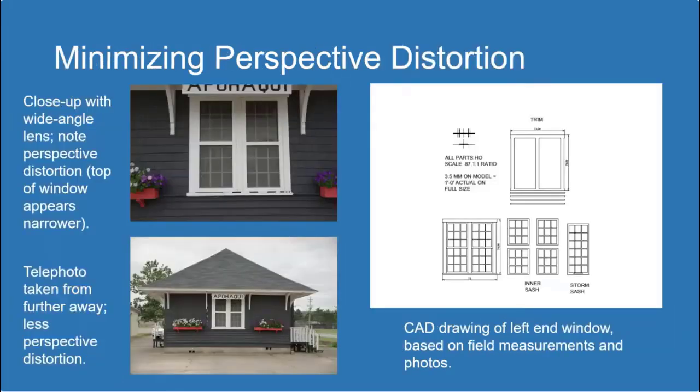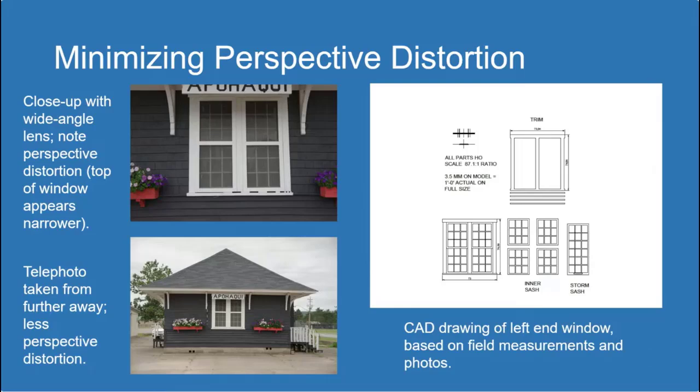Now, when you're taking photos, it's very important to do whatever you can to minimize perspective distortion. So at the top photo, you can see the end window there taken with a wide angle lens, and you can see the distortion in the window. Particularly the top of the window appears narrower. If you look at the bottom photo, it was taken with a telephoto lens from quite a bit further away, and there's less perspective distortion.